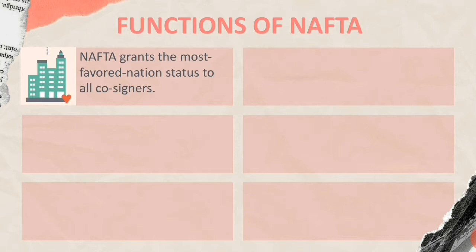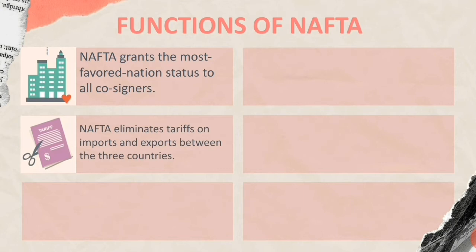First, NAFTA grants the most favored nation status to all co-signers. That means countries must give all parties equal treatment. It includes foreign direct investment. They cannot give better treatment to domestic investors than foreign ones. They can't offer a better deal to investors from non-NAFTA countries. Governments must also offer federal contracts to businesses in all 3 NAFTA countries.